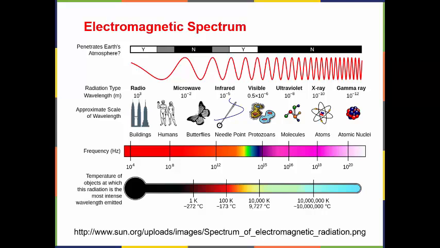Gamma rays have a wavelength about the size of an atomic nucleus, and X-rays have a wavelength of about the size of an atom. Visible light is about the size of protozoans. Microwaves are about the size of a butterfly, and radio waves can go up to a kilometer, which is about 0.6 miles.